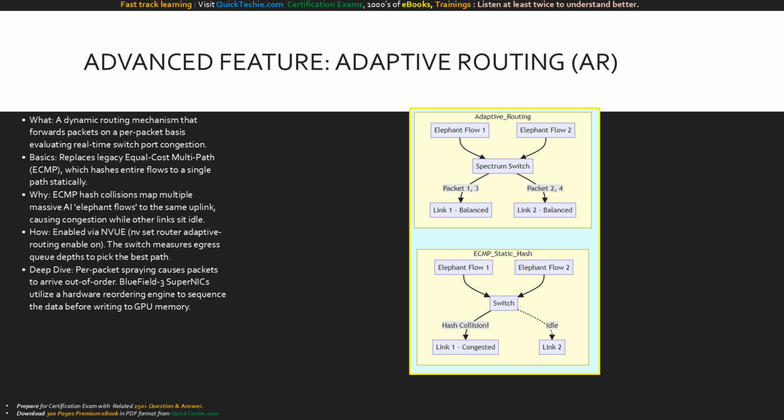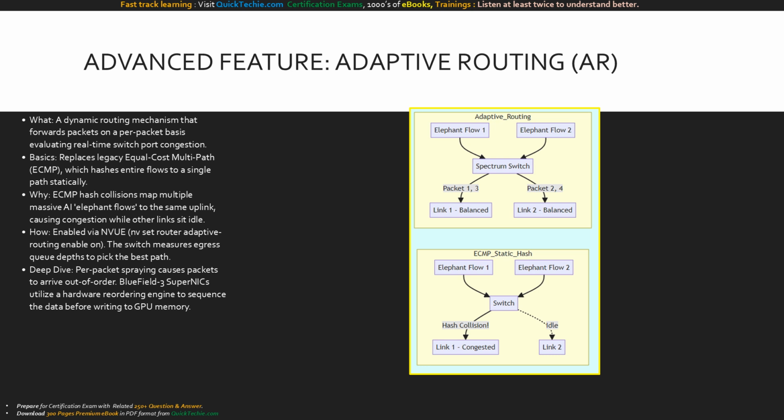By enabling adaptive routing in NVIDIA Spectrum. The switch constantly evaluates its egress queues. If one path is busy, it sends the next packet down a different path. The deep dive catch here is that this spraying means packets arrive out of order. Therefore, you must pair this with BlueField-3 SuperNICs, which instantly reorder the packets in hardware before the GPU even knows. This flowchart perfectly contrasts the two routing methods.